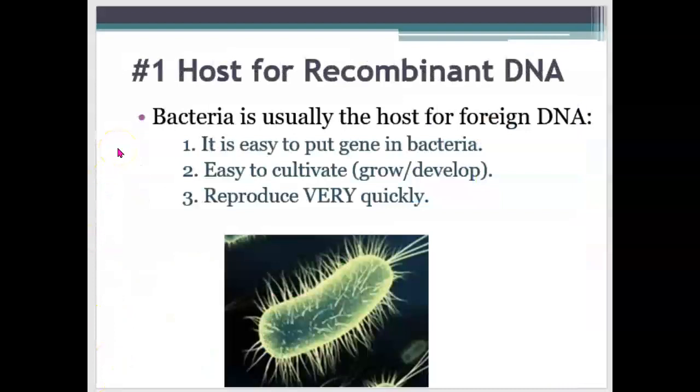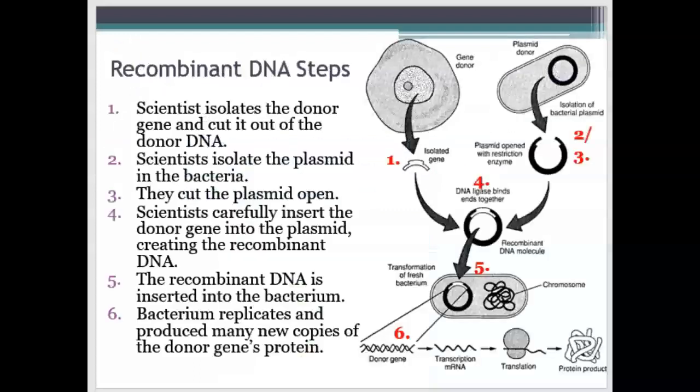All right, bacteria is our number one host when we're creating recombinant DNA, because it's easy to put a gene in the bacterial chromosome since it's such a simple loop. Bacteria are very easy to cultivate or grow. They reproduce very quickly, and they produce their own proteins much faster than we do because they have less DNA, less space between, and they have just less to process.